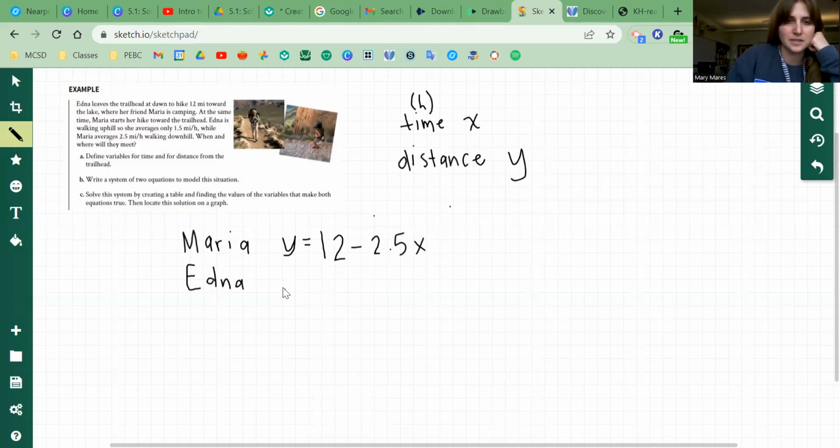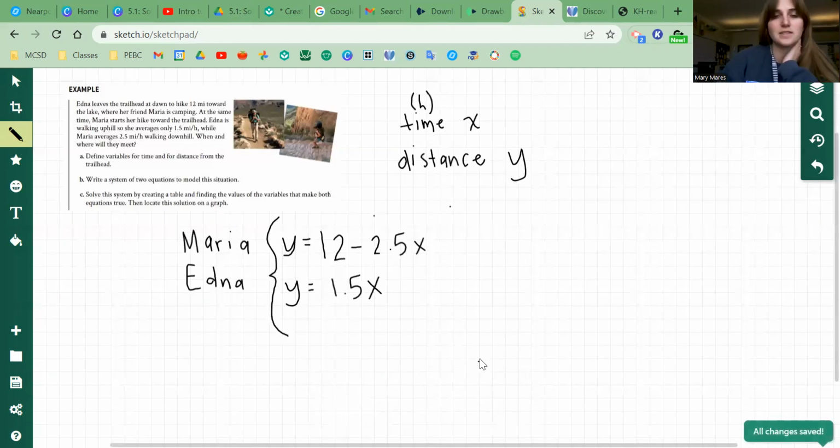And then for Edna, it's similar, but for her, she starts out at 0. And then for every hour that she walks, she'll be 1.5 miles farther along. So the equation there is 1.5x. We have 0 as a y-intercept and 1.5 as the slope. So there's our system of equations.